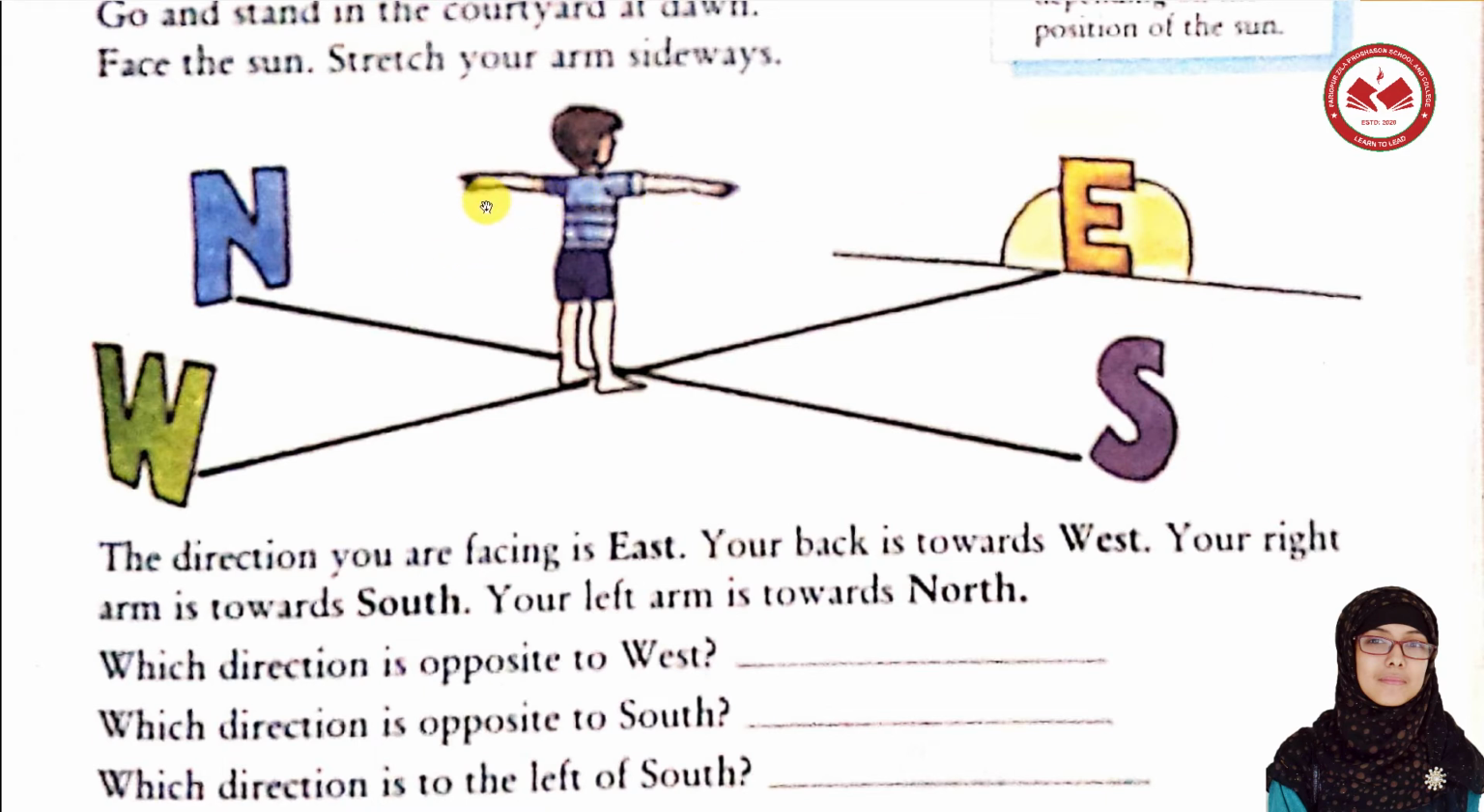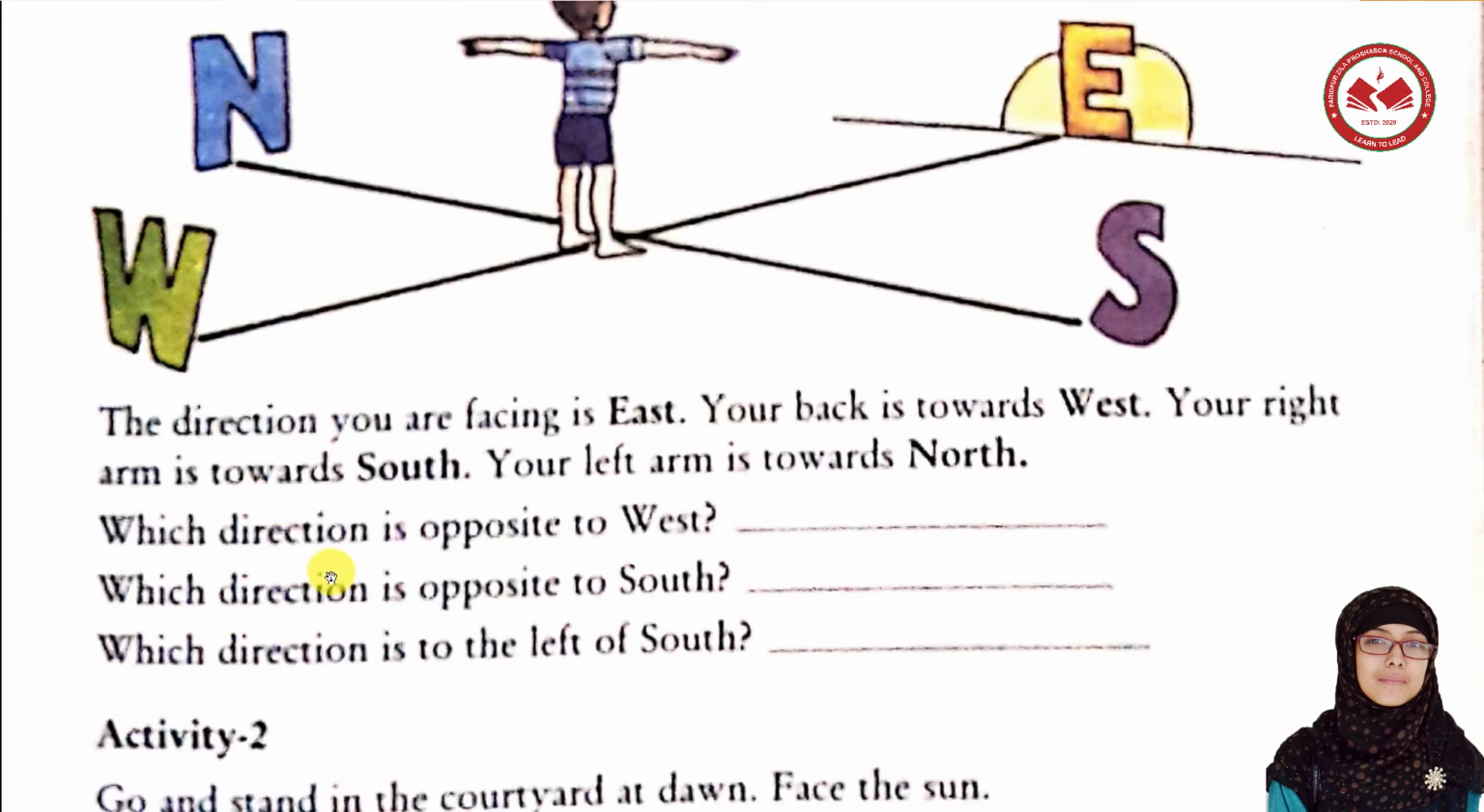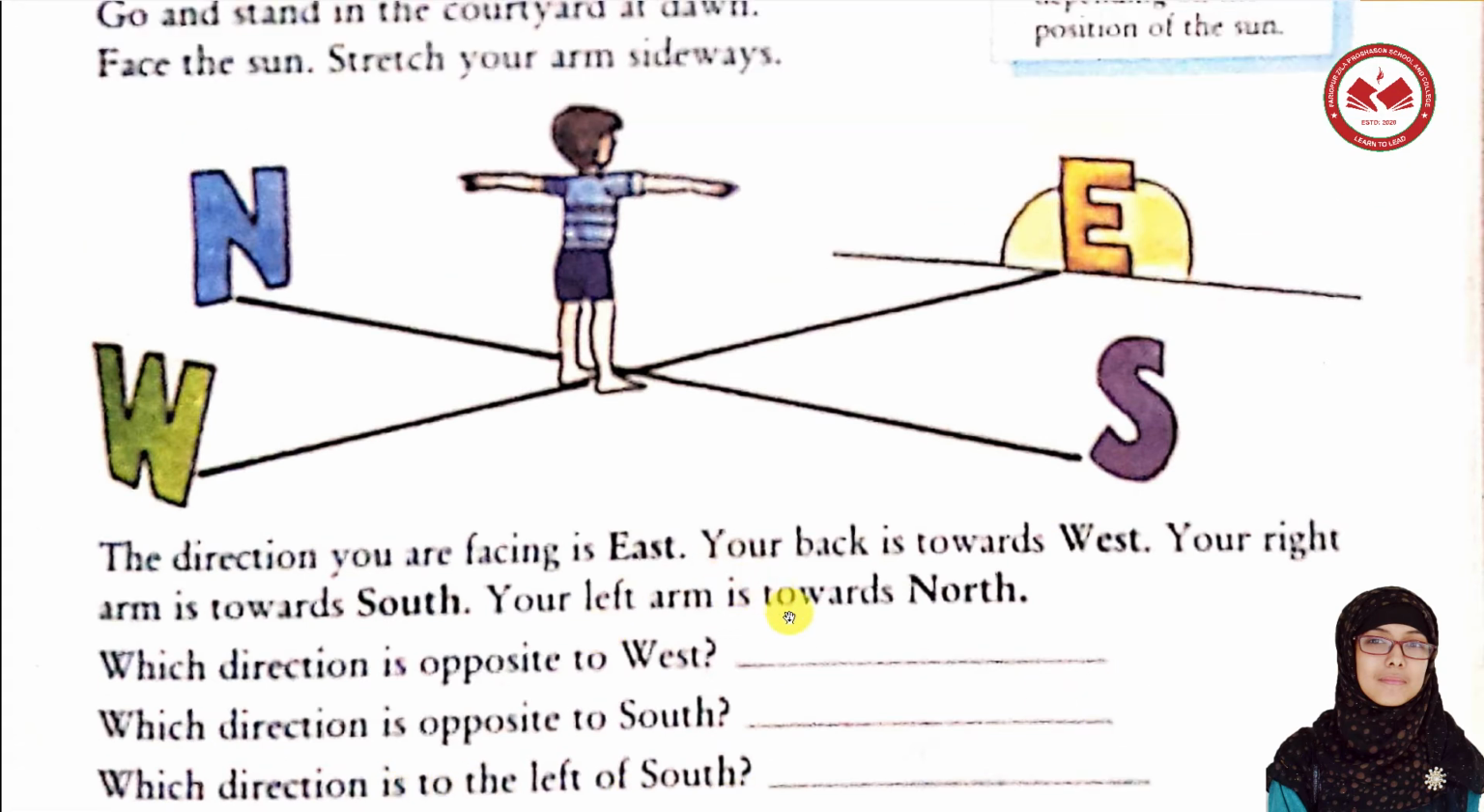তোমার left arm টি নির্দেশ করছে হ্যাঁ উত্তর। সো এই পদ্ধতিটি অবলম্বন করে আমরা ইজিলি দিক নির্দেশন করতে পারবো যে ভোরবেলা উঠে আমরা সূর্যের মুখোমুখি দাঁড়িয়ে কিভাবে চারটি দিক ইজিলি নির্ণয় করতে পারি। ঠিক আছে? সো এখানে কিছু কোশ্চেন দেওয়া আছে। Which direction is opposite to west, which direction is opposite to south, which direction is to the left of south. সো এই কোশ্চেনগুলো তোমরা এখন ইজিলি অ্যান্সার দিতে পারবে, তাই না?